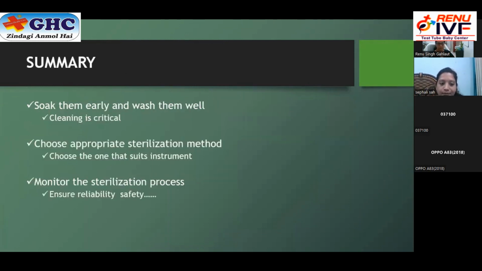Now coming to the summary: soak them well, wash them well. It is the funda for our sterilization of laparoscopy that on the table you soak them as early as you can. You wipe the instrument well so that all charred tissue is removed. It is a critical step to be followed. Then choose the appropriate method of sterilization, one that suits the instrument. And then monitor the sterilization process by tapes and other spore methods.